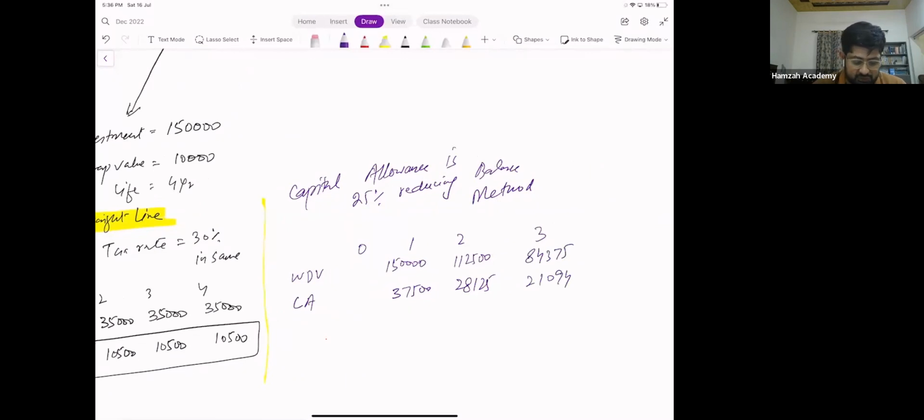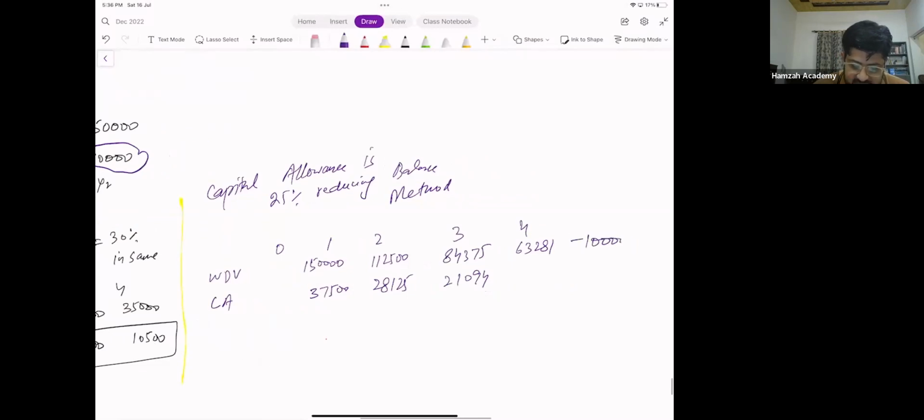And the final year, the reducing balance remaining. Year 4, 63,281. They say the scrap value is 10,000, so minus 10,000. The remaining will be charged, the whole 53,281. This is the capital allowance calculation from F3.